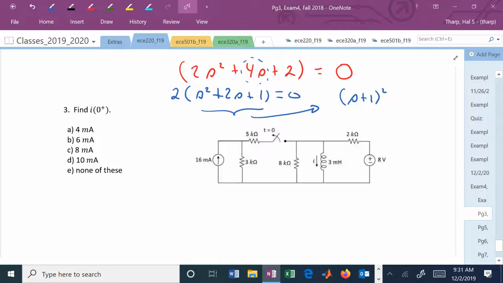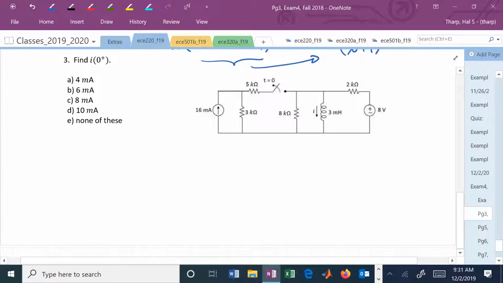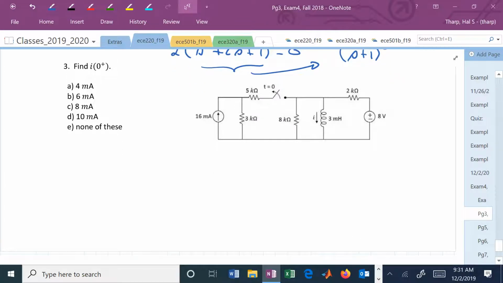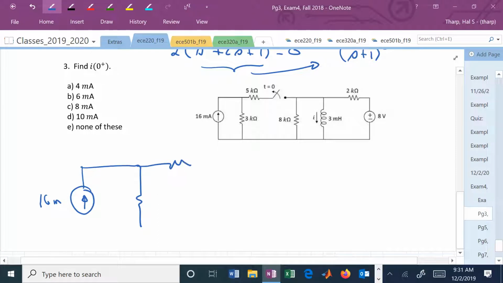Can we now find I at 0 minus? So now the switch is in place, and it might be beneficial to redraw this circuit. And it's been in that state for a long time before 0. What will then happen? What will this circuit look like? Well, we can just say, okay, we have 16 milli here. We have a resistor there, a resistor there. This one's 3K. This one's 5K. This is 8K. You know what those are, even if you can't read them.